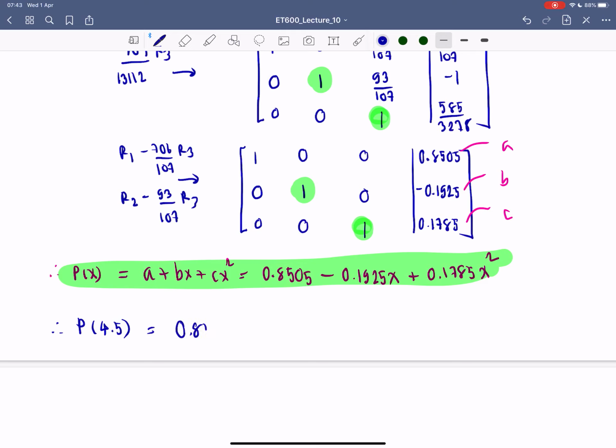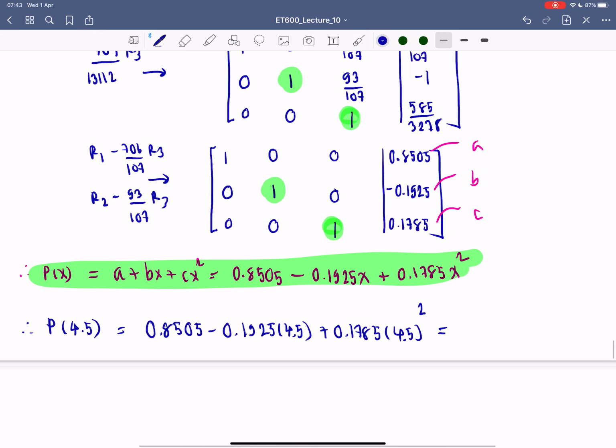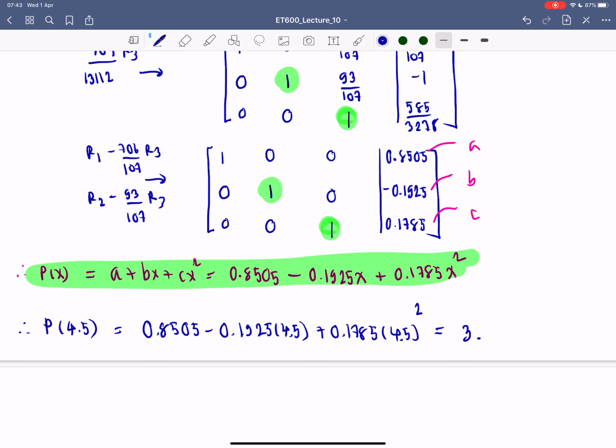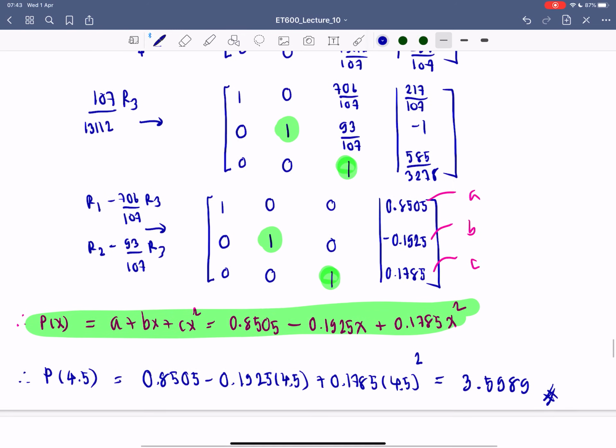So 0.8505 minus, excuse me, 0.1925 times 4.5, and then 0.1785 times 4.5 squared, and evaluate that out to get the approximate value of 3.5989, and that is the answer to the question.